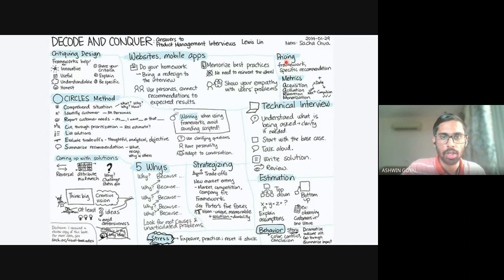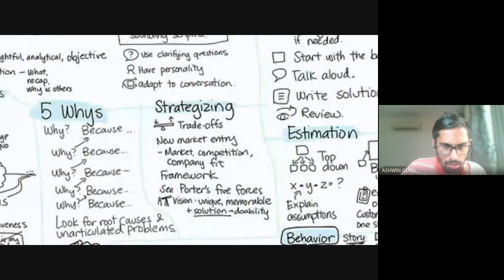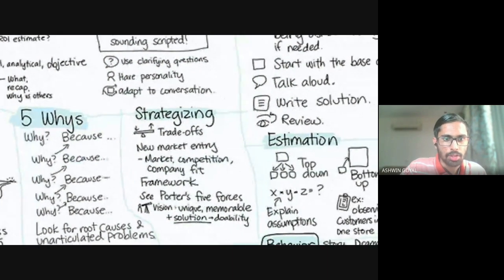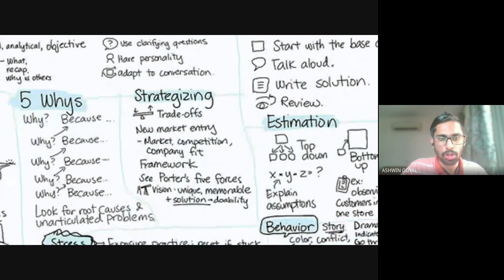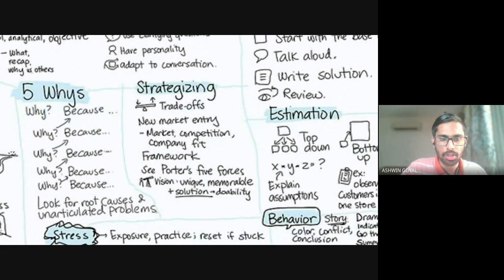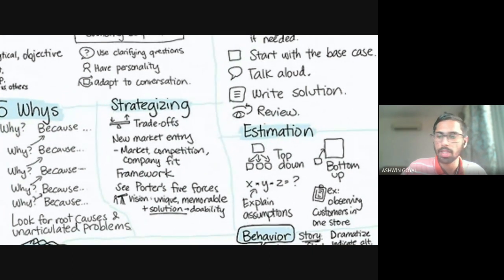Then you also looked at pricing. There was a framework that we discussed. We need to give a specific recommendation. Then the metrics, we already did that. Then we can strategize. So we talked about product strategy: new market entry, market competition, company fit, framework, right? Porter's five forces, I mentioned this. You can go through Porter's five forces also. Let's say that same example, Google wants to launch a new OTT platform. That is where strategy questions would come in.